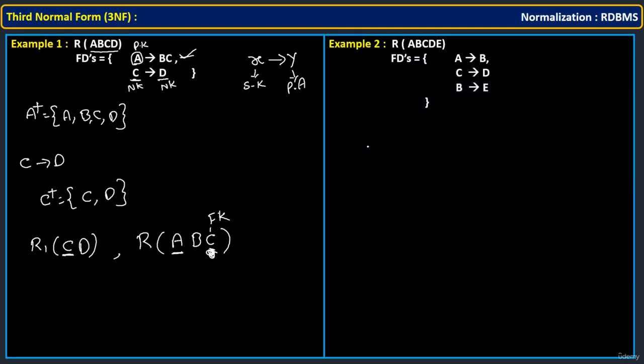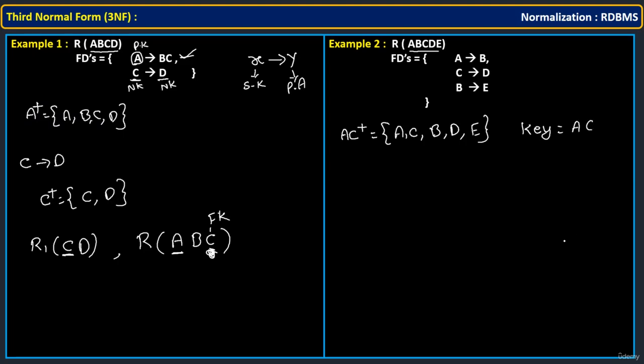Now let us take one more. Here also, a total of 5 attributes are there in a relation. Try to find the key. Here A is not there, C is not there in the RHS part. So let us try to find the AC closure. If you find the AC closure, what are we going to get? AC, then A derives B, C derives D, and B derives E. So this is going to become the key, so the key here is AC.